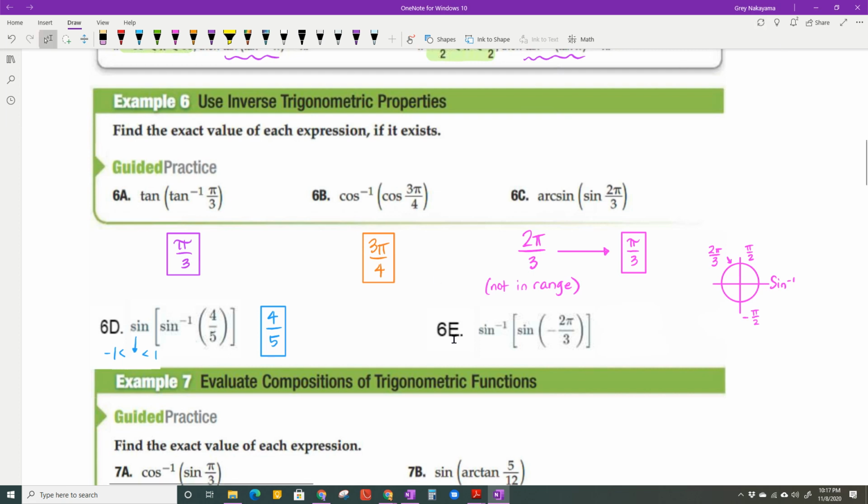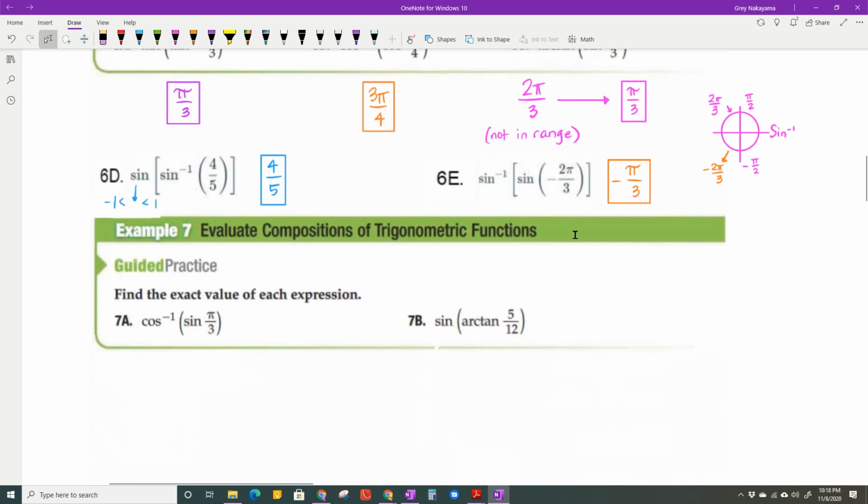Inverse sine of the sine of -2 pi over 3. Well, anytime you have sine and tangent, if there's another number up here, it's not your answer. So -2 pi over 3 is down here. The one that's going to give me the same sine value is going to be in the fourth quadrant, and that's going to be -pi over 3.